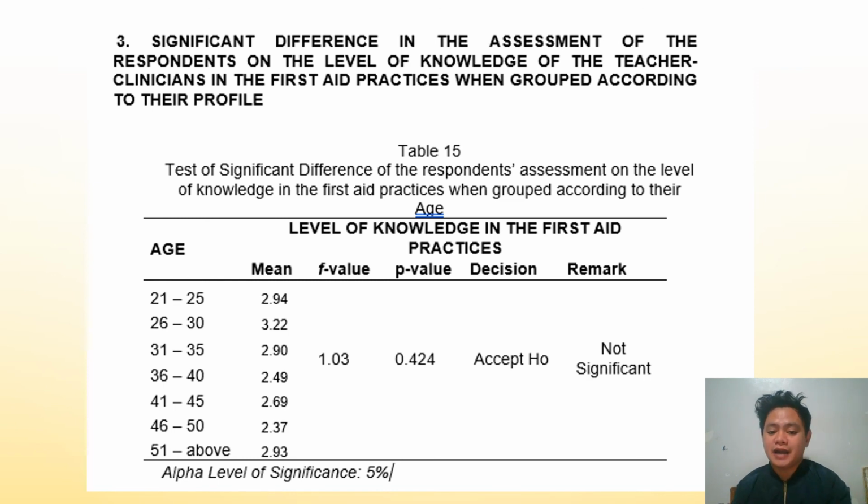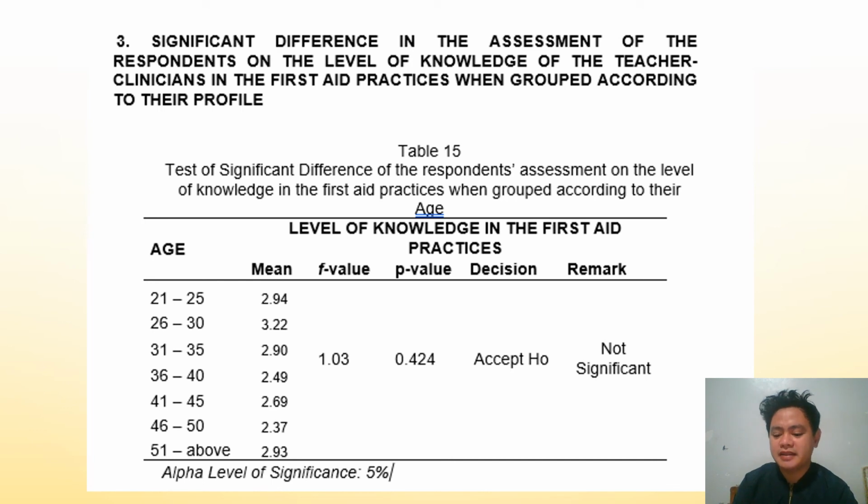So in ANOVA, you have to show the computed F value and the computed P value. So the P value approach was used. So like what I've told you, if the P value is less than or equal to the alpha level of significance, all you have to do is to reject the null hypothesis. Otherwise, accept. Since in this case, 0.424 is greater than the 0.05 level of significance, all you have to do is to accept the null hypothesis. So here, the remark is not significant.